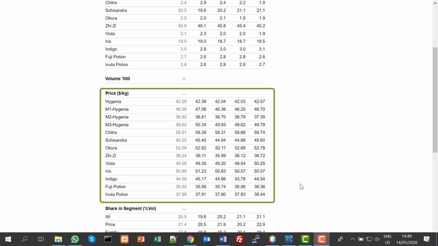Price is essentially value divided by volume. It is the price weighted across the 13 weeks of the quarter.